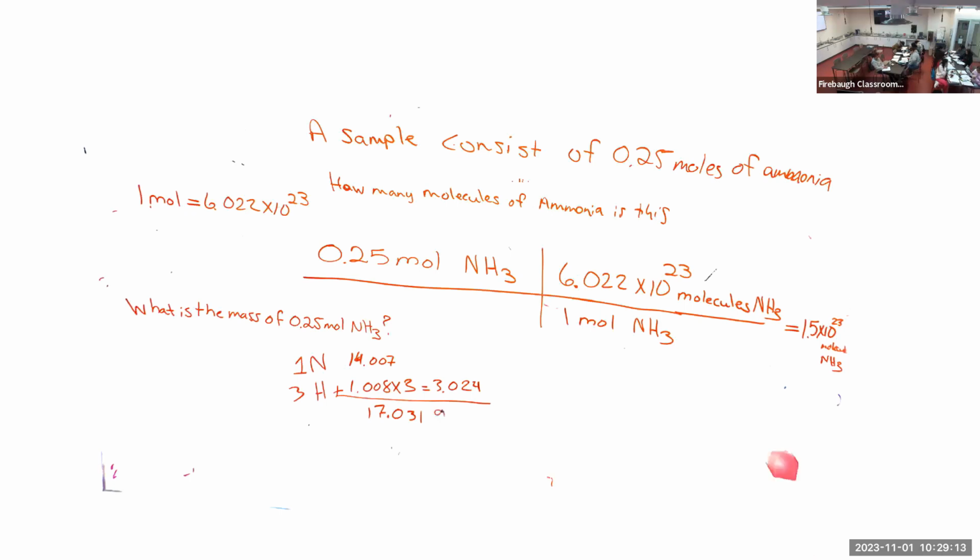That's grams per mole. Okay, so we have 0.25 moles of nitrogen. So are the grams going to go on top or on bottom? It goes on top. So we're going to put our 17.031 grams on top, and then 1 mole on the bottom.